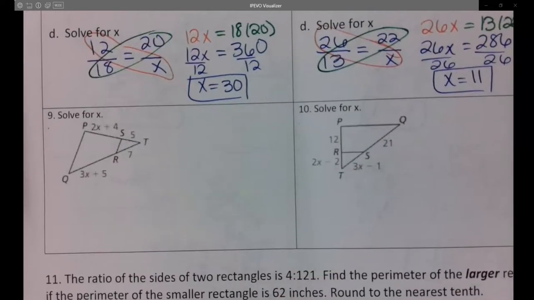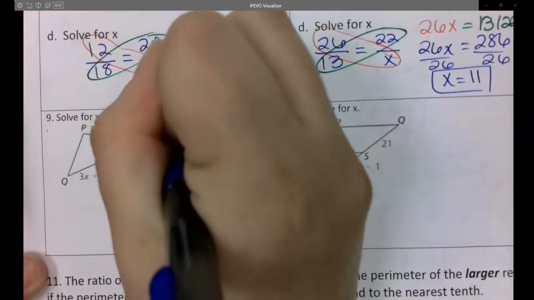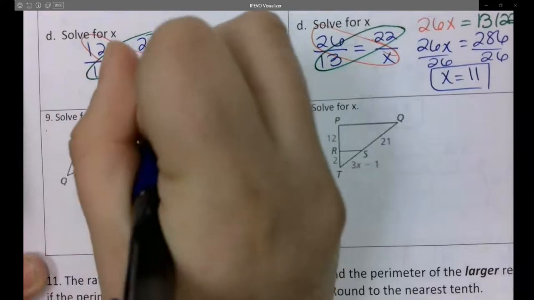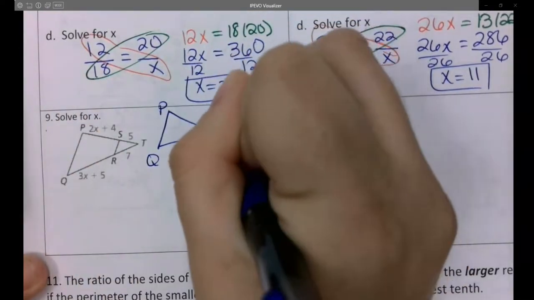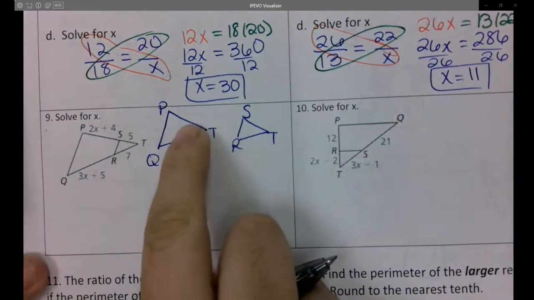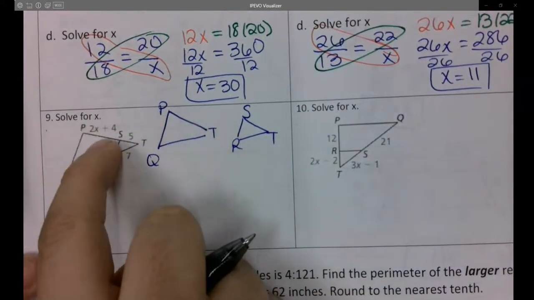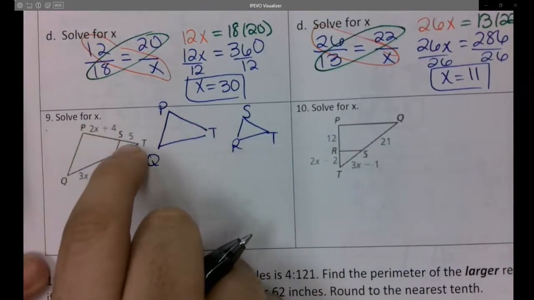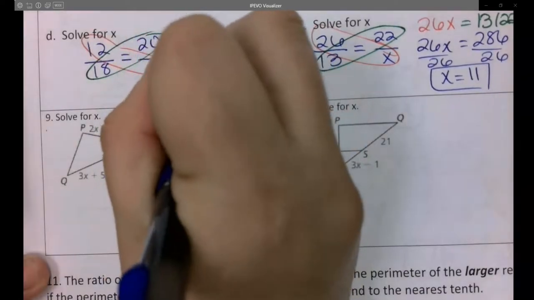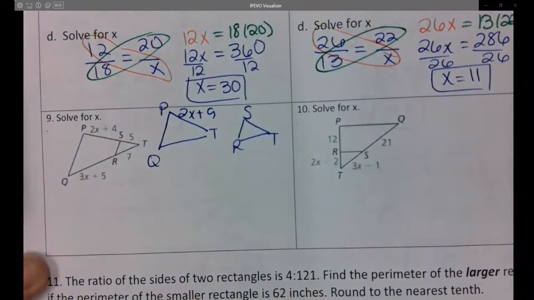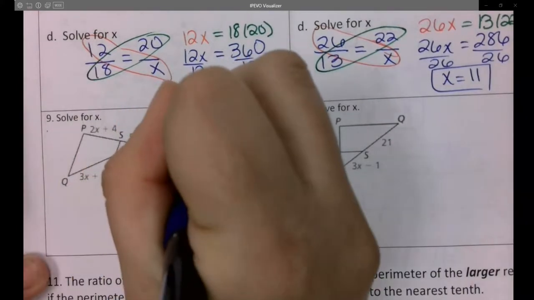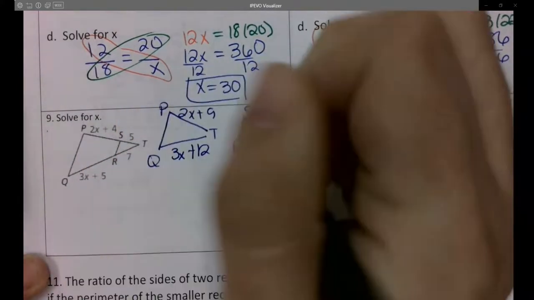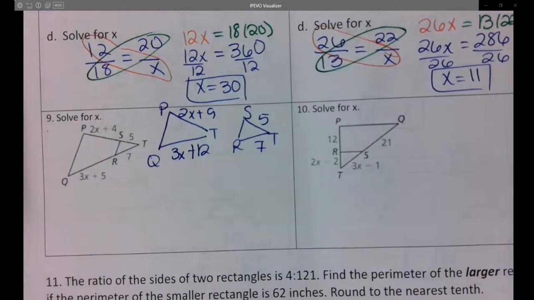Okay. Number 9 is using the proportionality theorem. So I actually have two triangles here. I have PTQ, and then I have SRT. Remember, for the full length of PT, I want to add this together. So I have 2x plus 4, and then I'm going to add that 5, which is going to give me 2x plus 9. Over here I have 3x plus 5 plus 7, which will give me, if I add the 5 and 7, 12. Over here, I just have 5 and 7.